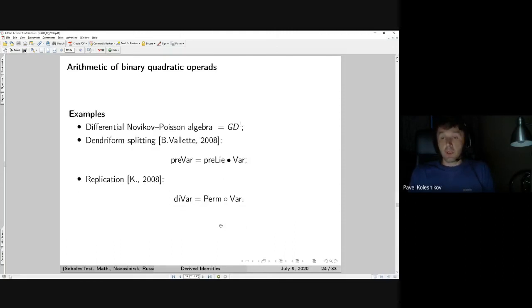For example, if we consider the Gelfand-Dorfman algebras, then the Koszul dual to Gelfand-Dorfman algebras would be exactly the operad corresponding to the variety of differential Novikov-Poisson algebras mentioned above. The dendriform splitting may be described with the Manin black product. It was found by Bruno Vallette that in order to get pre-Var algebras, we have to consider the Manin black product of pre-Lie and Var, where pre-Lie, the left-symmetric algebras, is the dendriform splitting of Lie.